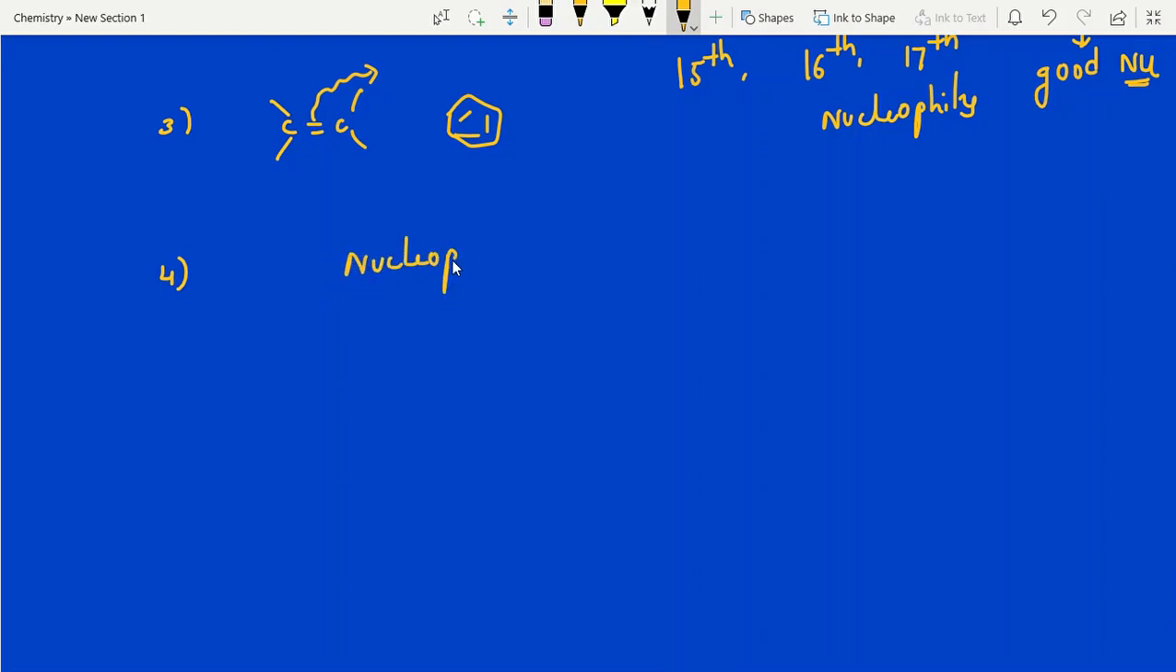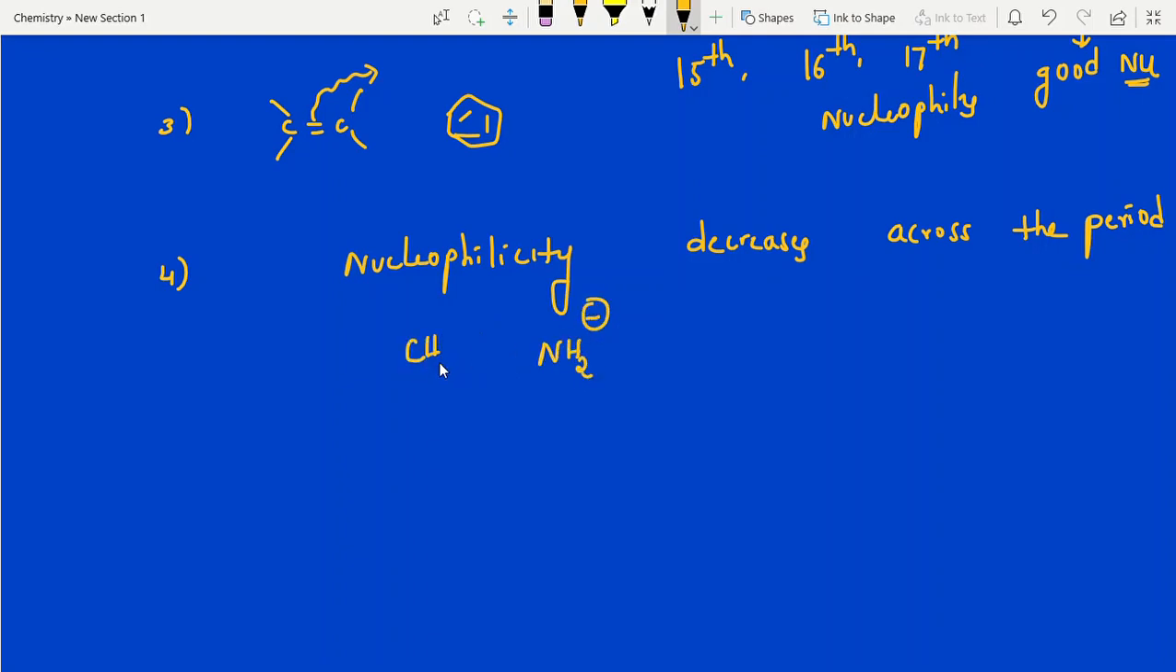Nucleophilicity decreases across the period. Now I am writing here NH2 minus. Okay, first let me take CH3 minus. It came from CH4, no? After losing one hydrogen, the rest part is methyl, and NH3 also, after losing one hydrogen, it becomes NH2 minus.